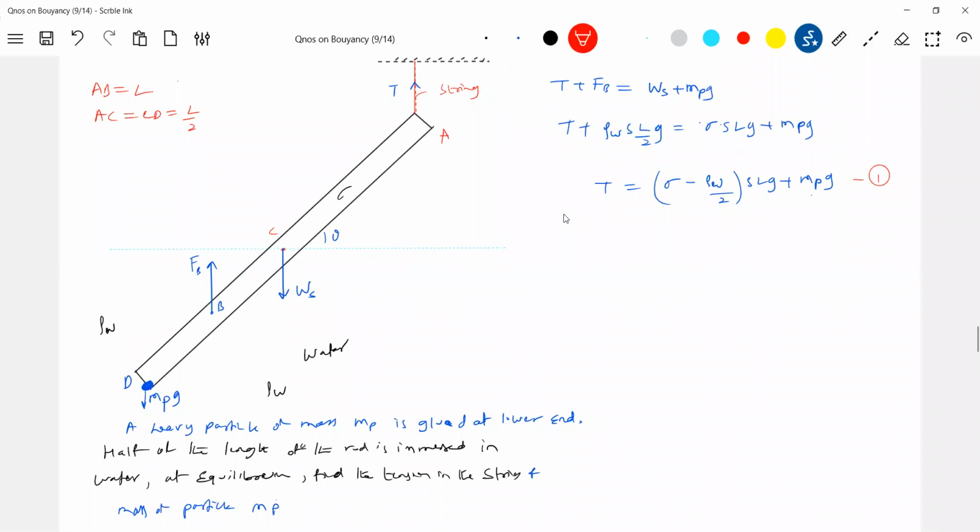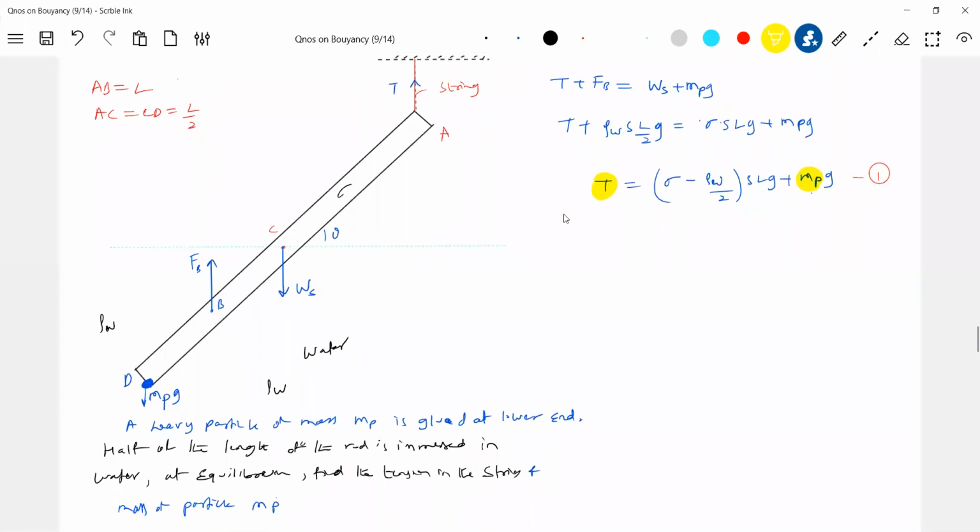Both are unknown. What are the unknown things? I need one more equation. Tell me what is the one more equation available. Let's go for torque. It's in equilibrium. Can we define torque about any point? Yes, we can define torque about any point. Let me go for torque about the point D.